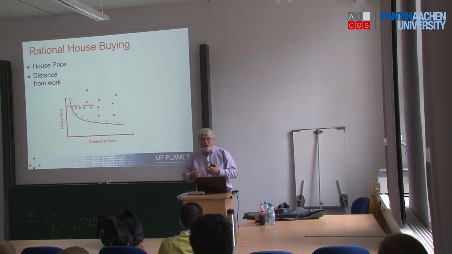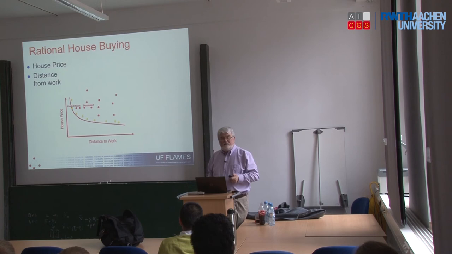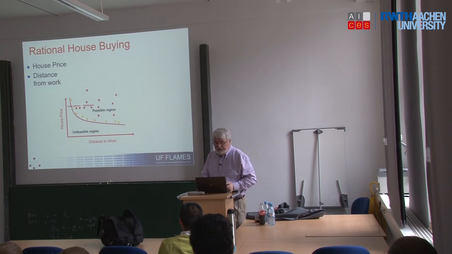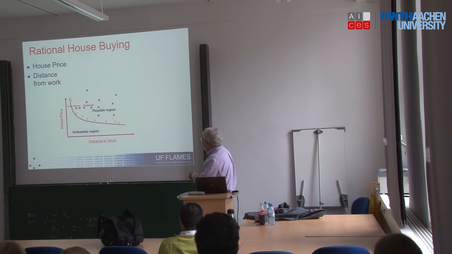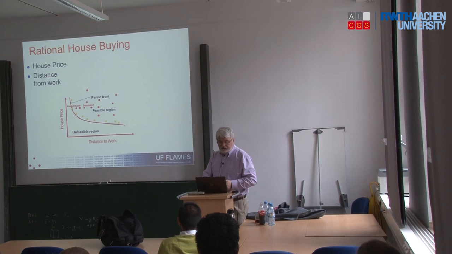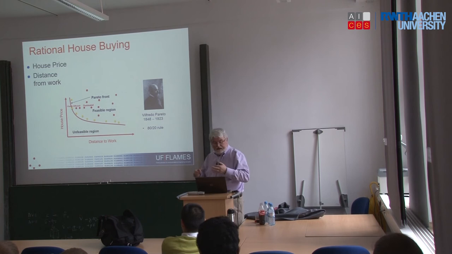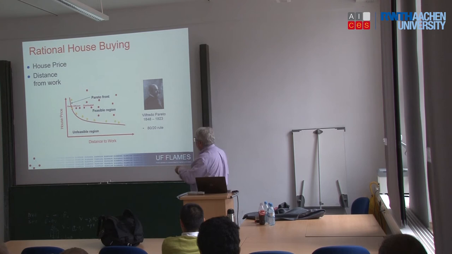Any point behind this front is not a rational choice, because you can always find somewhere cheaper at the same distance from work, or closer to work for the same price. So this is a rational choice. This is called the feasible region. This is the unfeasible region. Again, you can't get a house for $0 right where you work. So here's our friend, Vilfredo Pareto. That's just a simple process, and we'll come to how you actually make a decision, because all these are rational choices. We'll work on that in a minute.